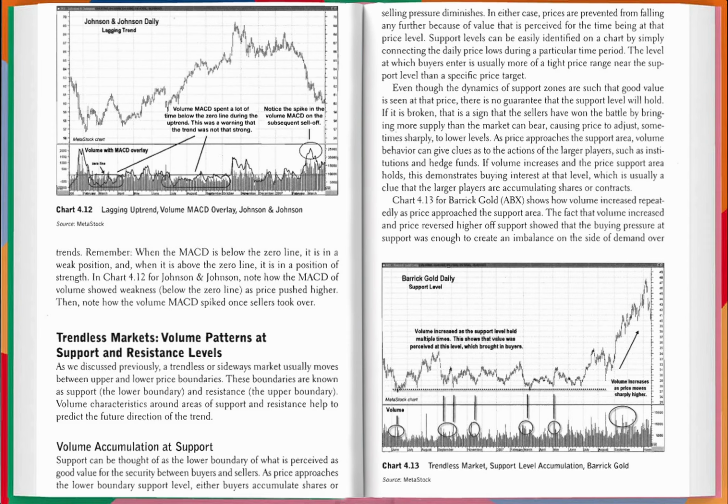In chart 4.12 for Johnson & Johnson, note how the MACD of volume showed weakness below the zero line as price pushed higher. Then, note how the volume MACD spiked once sellers took over.